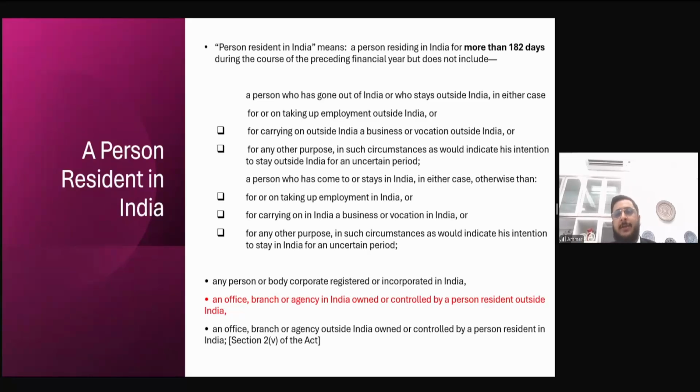Basically, if you see the definition of a person resident in India, it means a person who has resided in India for more than 182 days during the previous financial year, but does not include a person who has gone out of India or who stays outside India, in either case, for taking up employment outside India. For example, let me give you a small brief.